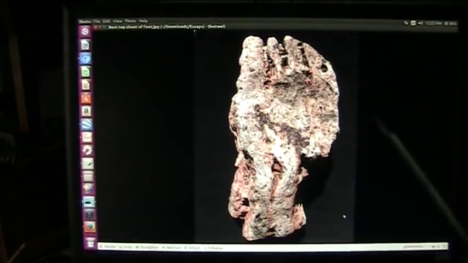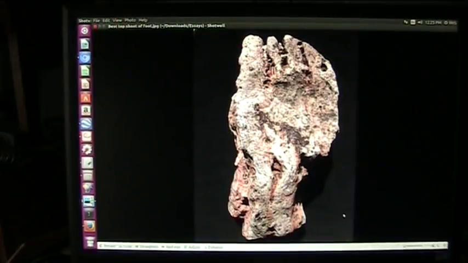She found some of the other parts of the body. It's a complete body that was there, including tools. So this is not something we're just fooling around with.